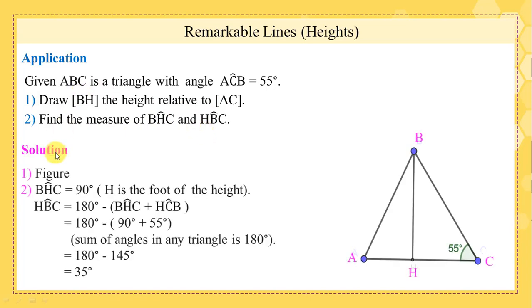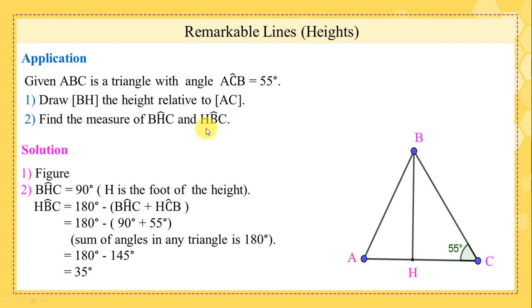Solution. The first part is the figure to the right. You have any triangle ABC such that the angle ACB is equal to 55 degrees. Part 2. Find the measure of BHC first. Since BH is the height relative to AC, then H is the foot of the height relative to AC. Then BHC is a right angle. It is equal to 90 degrees.